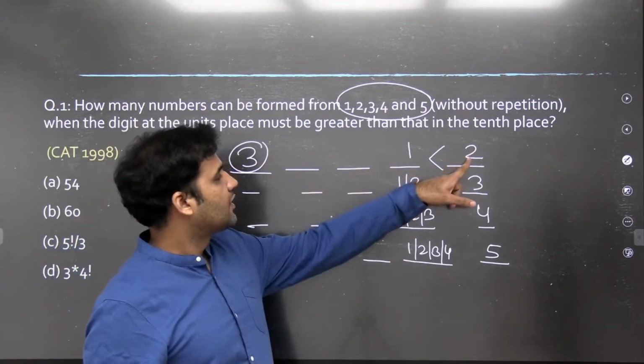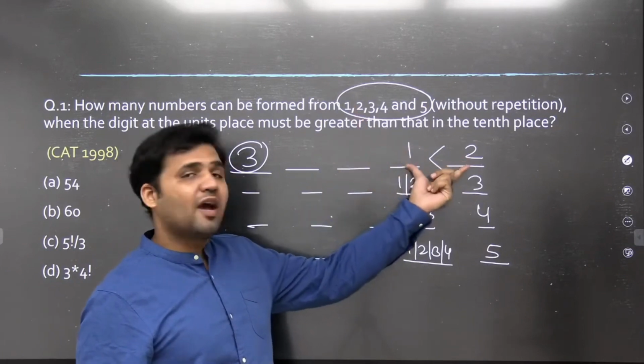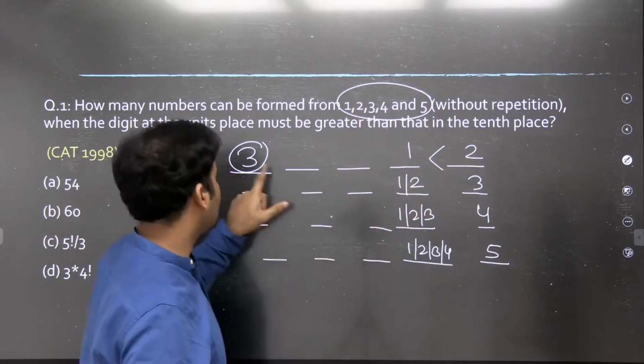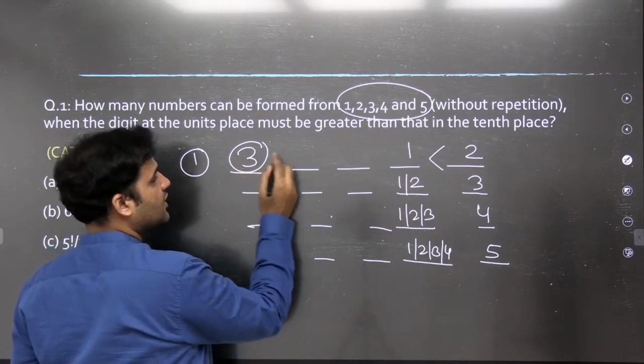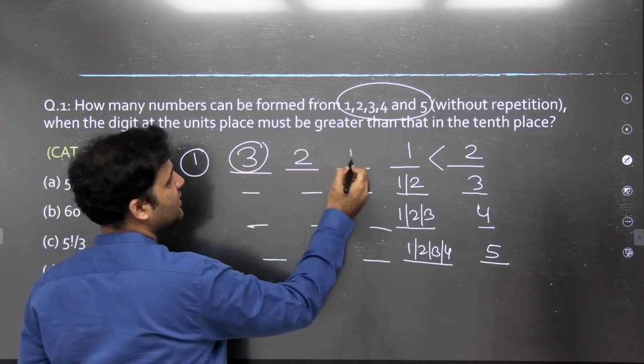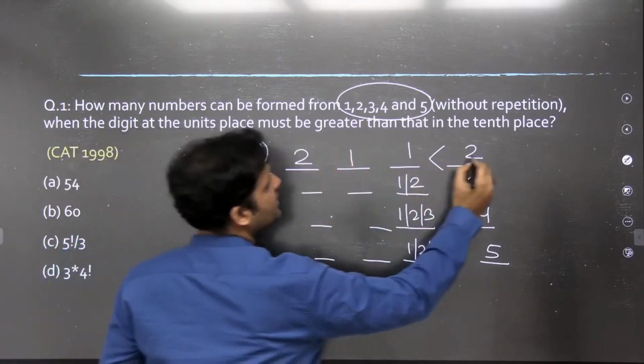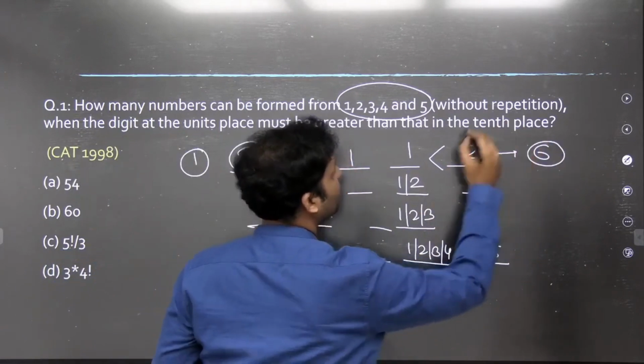Because out of 5 digits you have placed 2 digits over here, this place can be filled in 3 ways, this place can be filled in 2 ways and this place can be filled in 1 way. So that means in this case I will get a total of 6 numbers.